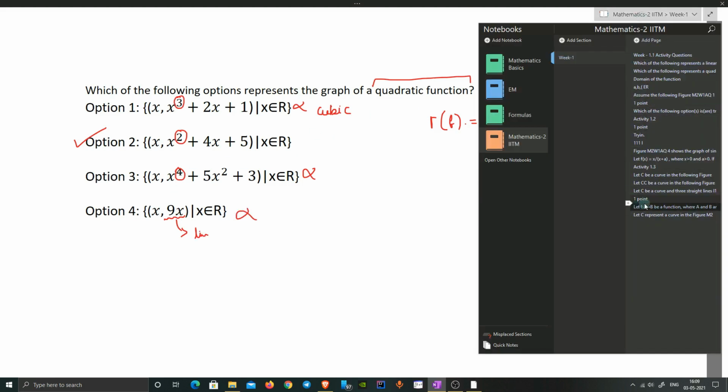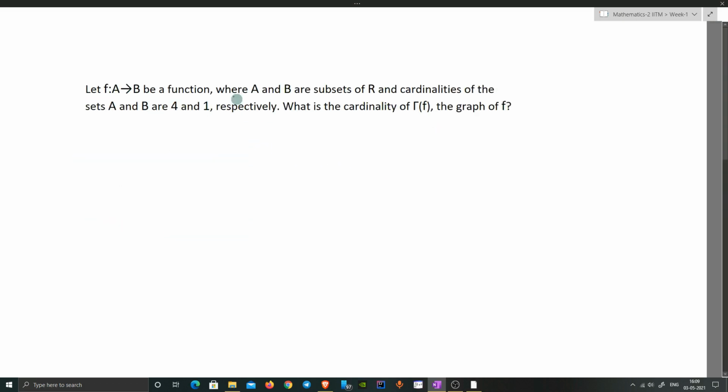Next question. Let f from A to B be a function where A and B are subsets of R, and the cardinalities of A and B are 4 and 1 respectively. What is the cardinality of the graph of f? See, we have a subset A and we also have a subset B. In subset A we have 4 different elements, or 4 different numbers. The cardinality of B is 1, so it has only one number.